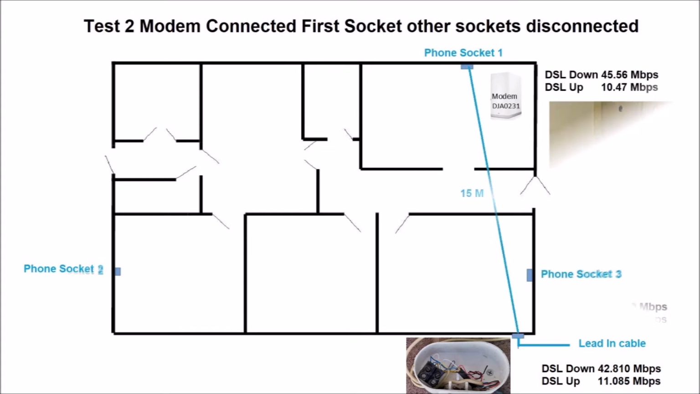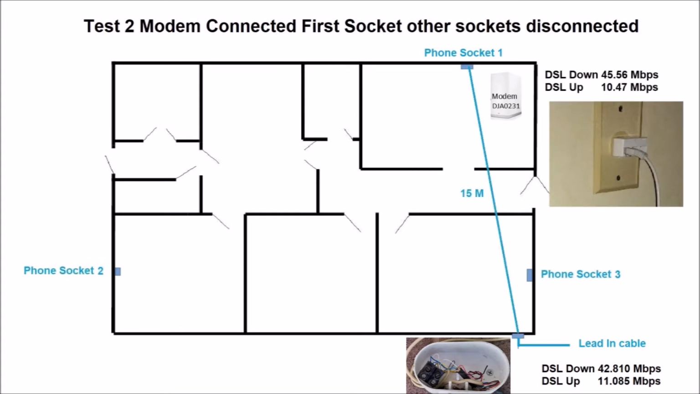Next, the house wiring was reconnected and the modem was connected to the phone socket inside the house, which is connected to the lead-in cable by 15 meters of normal house telephone cable. The speed at this point was 45.56 megabits per second down and 10.47 megabits per second up.